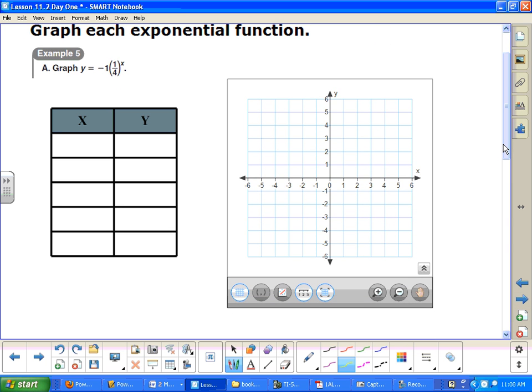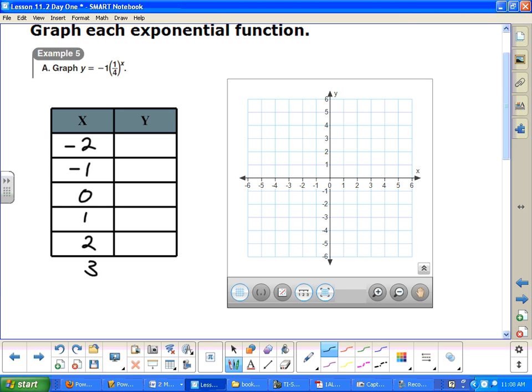So now each time we're going to be multiplying by 1/4. Does that mean the numbers are going to get bigger or smaller? Okay, they're going to get smaller. If we multiply by a fraction, our numbers are going to be smaller. And sometimes we almost need to go farther into the negatives too to help us with the graphs. We'll see what happens here.